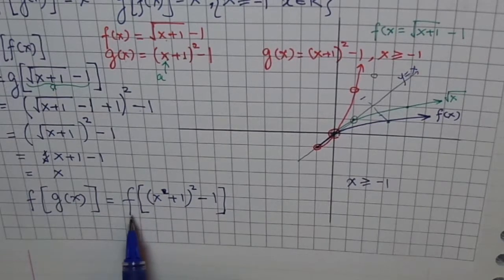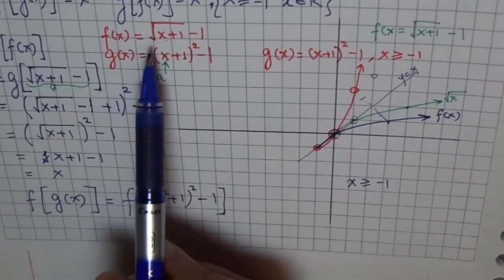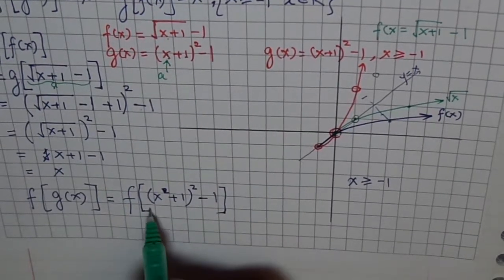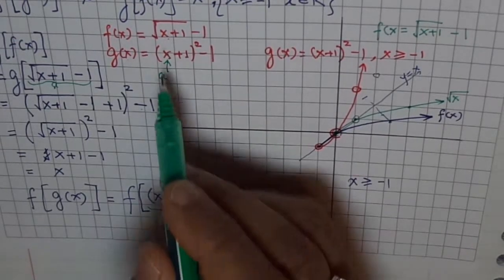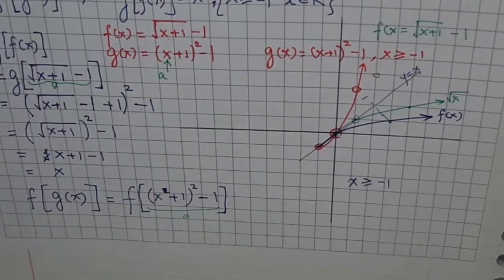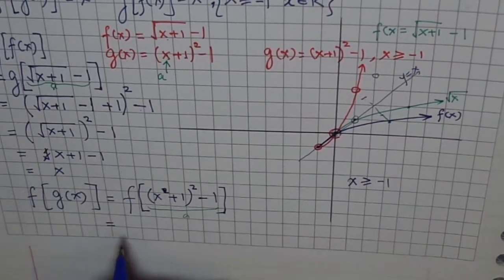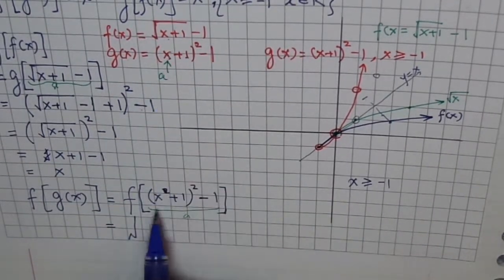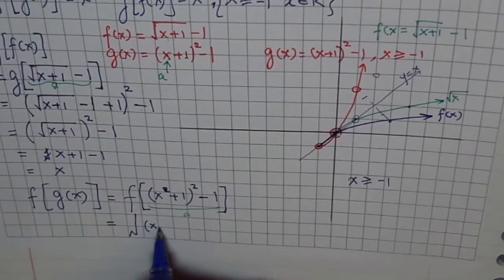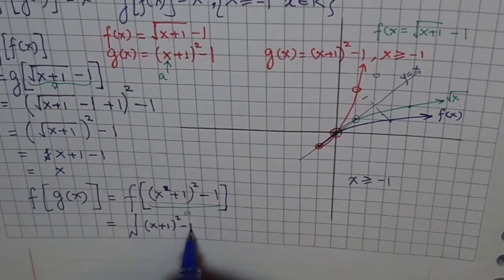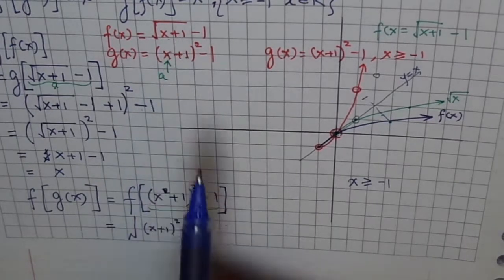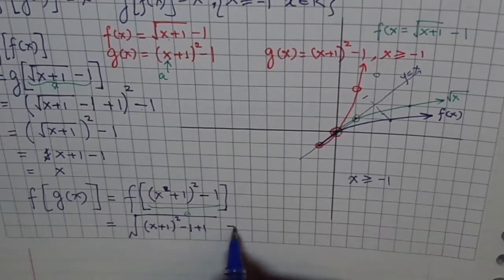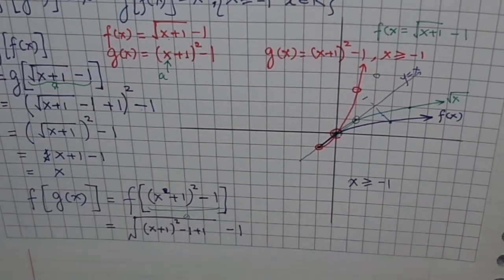Now, how is our function f defined? The function f is square root of x plus 1 minus 1. So, in this x, what is our value which we are going to replace? Now this is a. We'll replace this in our x, and we write this equal to square root of, instead of x, we are writing all this. We are writing (x plus 1) whole square minus 1. And after that, we have got plus 1. All this is within the square root. And then minus 1. Do you get it? So this is f of g of x.